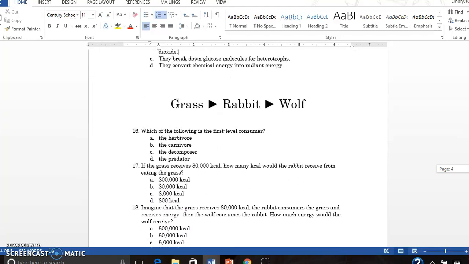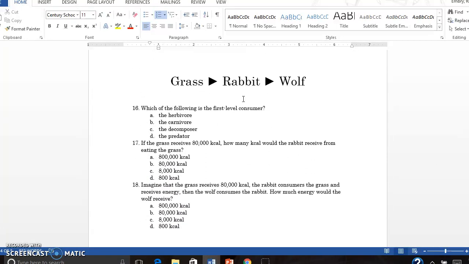Alright, for questions 16, 17, and 18, you have a food chain here. Grass, which is a producer, rabbit, which is an herbivore or your first level consumer, primary consumer, and then a wolf, which is the second level consumer, a carnivore, or secondary consumer, however you want to say that. It's the same thing as that energy pyramid, it's just in a food chain and it's in a line. Which of the following is the first level consumer? Well, that's the herbivore, which is the rabbit. You have to know that the rabbit is the herbivore. So number 16 is A.